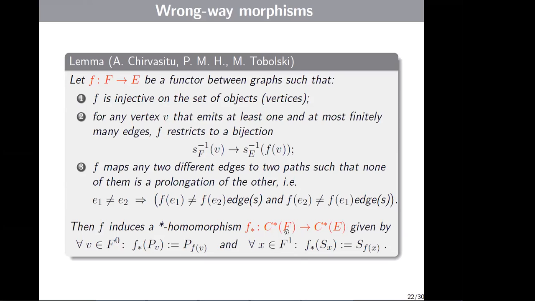I have my edge X, I send it to a path F of X, okay? And I associate to this generator Sx the following element, S of F of X. And now you can think, what is this? What is a partial isometry of a path? Well, this is something very obvious. Maybe I should have defined it earlier.